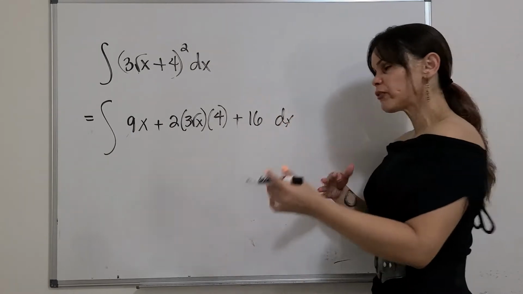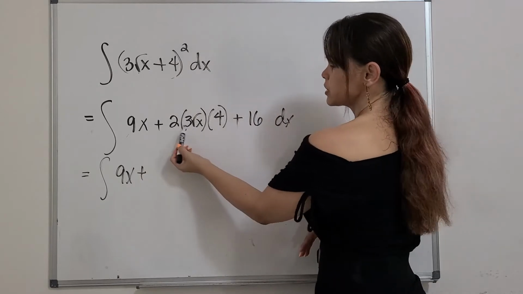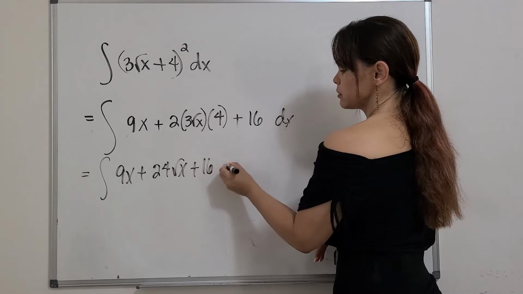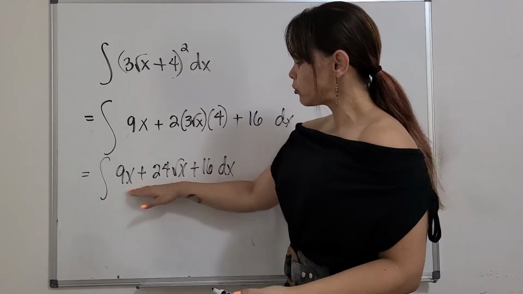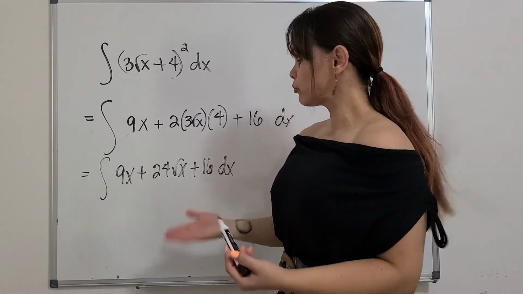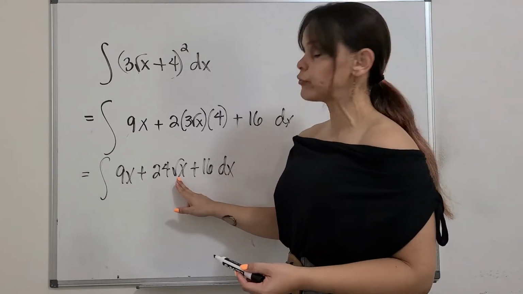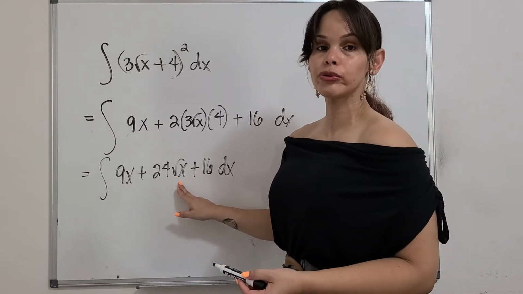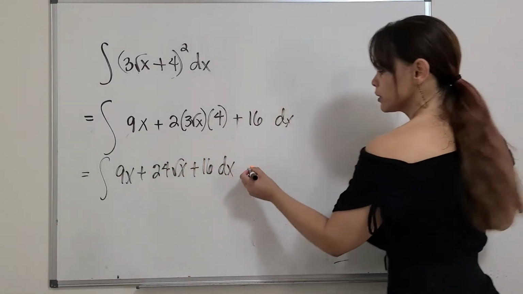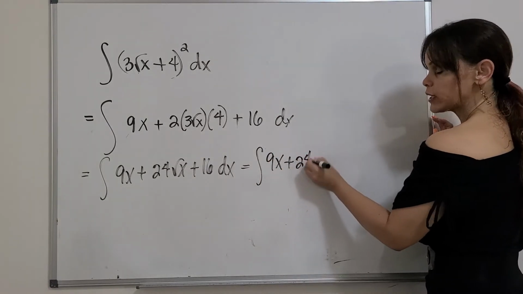Okay? So I'm going to simplify a little bit, and we have a 9x plus 6 times 4, which is 24, square root of x, plus 16 dx. Okay? And now this whole expression, I just go individually integrating using the rules accordingly. Okay, so remember what I have said previously in previous videos. So my advice, when you have a square root, just write it in exponential form, which is going to be x to the 1/2.